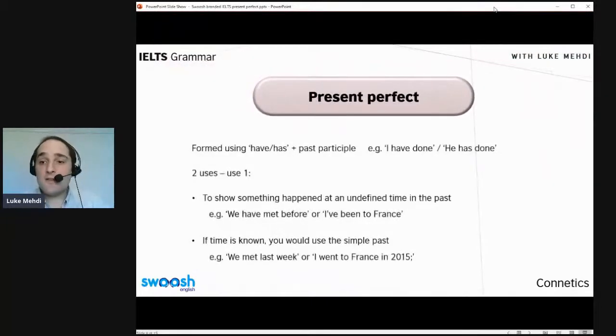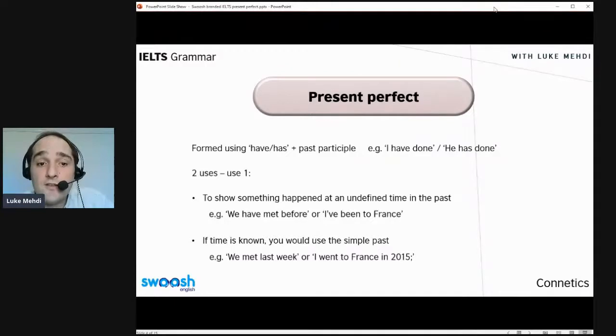So today we're going to look at the present perfect. The present perfect is formed using have or has and a past participle. So for example, I have done or he has done something. There's two ways to use the present perfect.